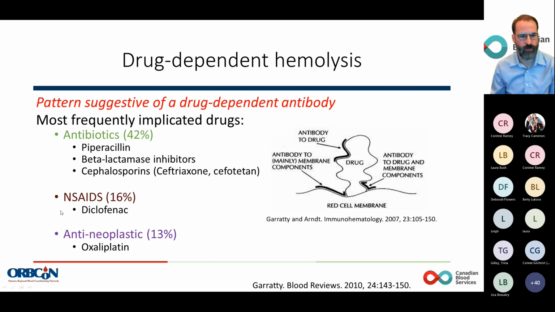Non-steroidal anti-inflammatories, particularly diclofenac, were seen next most commonly. And then in the anti-neoplastic drug category, a chemotherapy called oxaliplatin was seen third most commonly. So those would be the big categories of drugs to think of if you're worried about a drug-dependent hemolysis or drug-dependent autoantibody being formed.